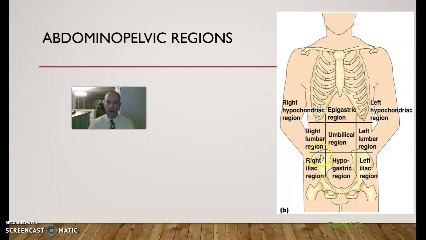The right lumbar region, you know the terms now, you know what lumbar means. The umbilical region, right through the umbilicus or navel. The left lumbar region. The right iliac region. The iliac because that's the name of this hip bone. It's called the iliac. The ischium is the lower part. Hypogastric region and the left iliac region. So these 9 regions you're going to be responsible for. It's pretty easy to learn once you start looking at them. That one shouldn't be too bad for you.